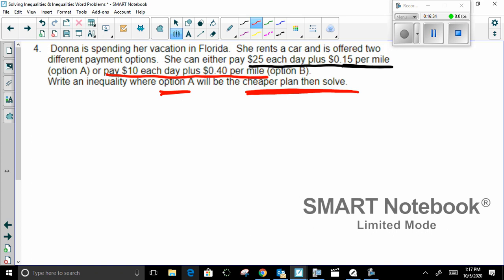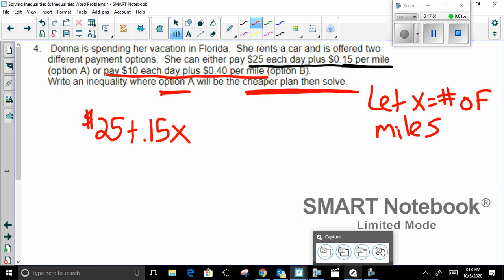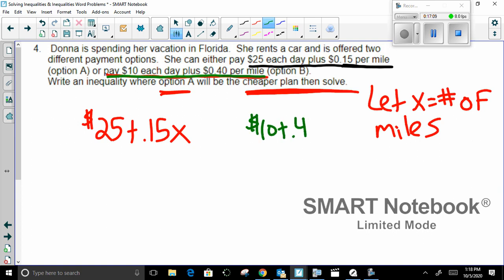So let's go back and see. She can pay $25 each day plus 15 cents per mile for option A. Well, $25 plus 15 cents per mile, so plus 0.15. Do I know how many miles? I don't, so I'm going to let x equal my number of miles. So there's option A. Now option B says $10 plus 40 cents per mile. So $10 plus 0.40x. So I have my option A over here and my option B over here.